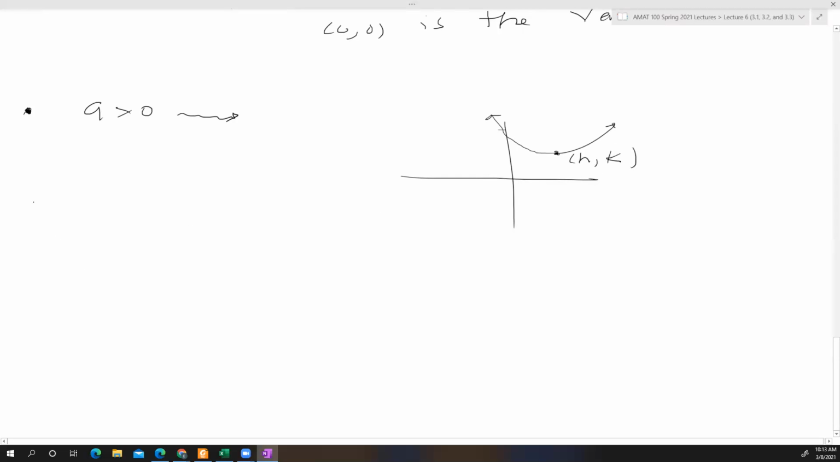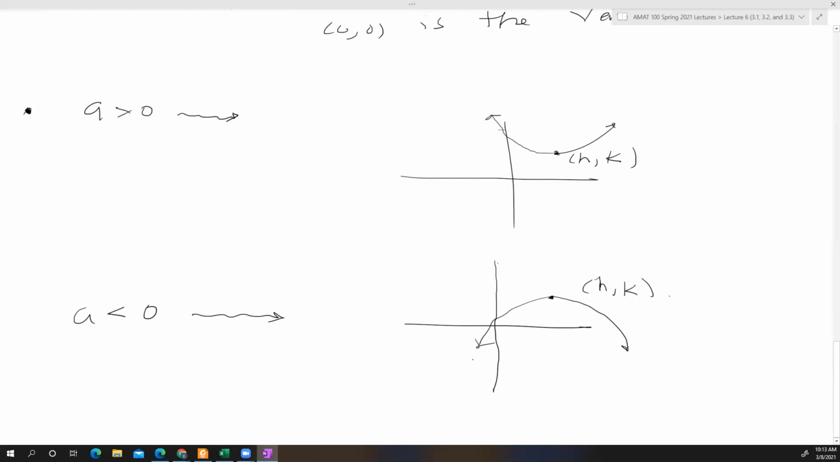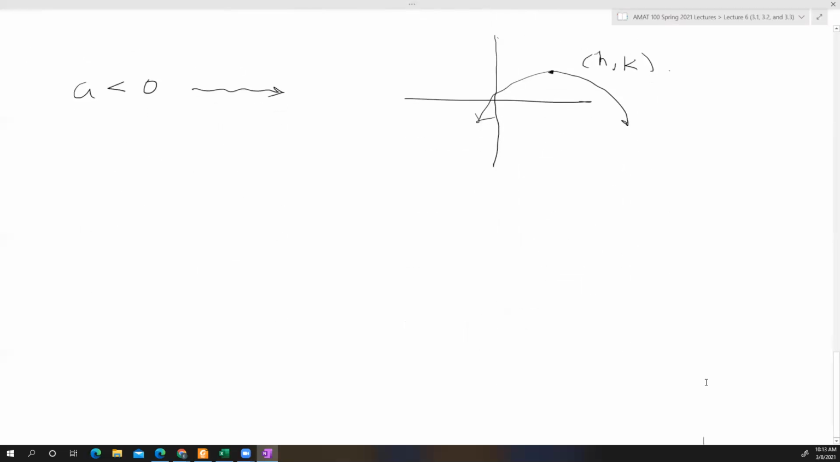And then the next case under this bullet point is when a is negative, and as you can guess, it's going to show the opposite behavior. Say the point (h, k) is about here, it's going to open downwards like this at (h, k). So let's look at an example of determining information about a function from standard form.